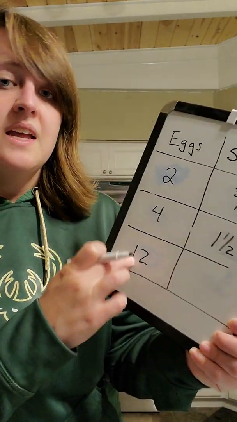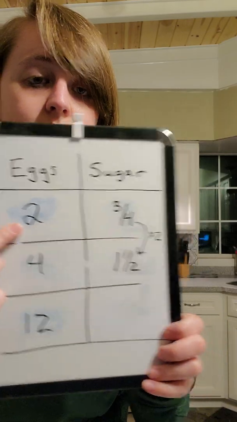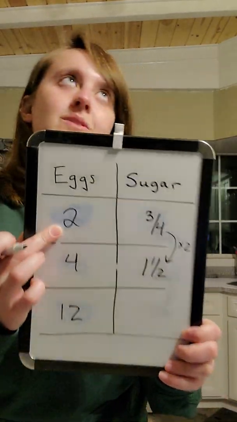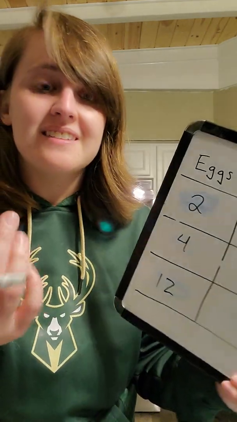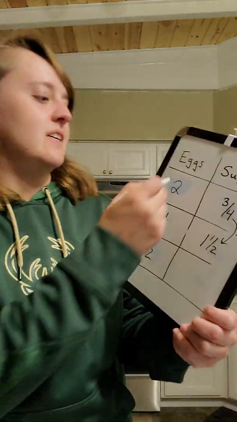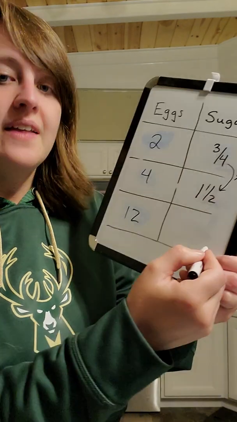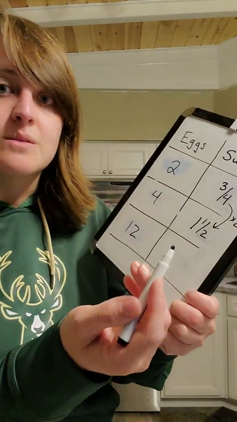and you could do that from either way. You could say, well, I could take my original recipe, two eggs and 3/4 of a cup of sugar, and I could multiply that by 6. I could make 6 batches of this. So 2 times 6 is 12, and then I would do 3/4 times 6 as well.